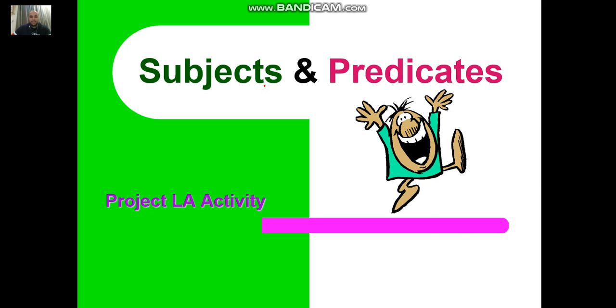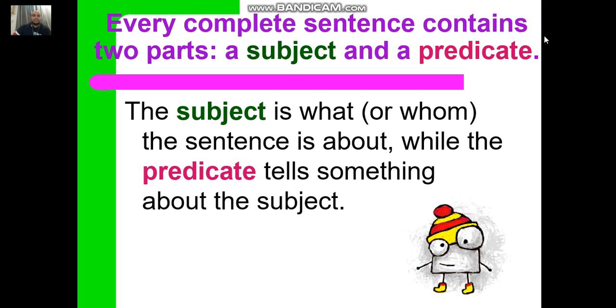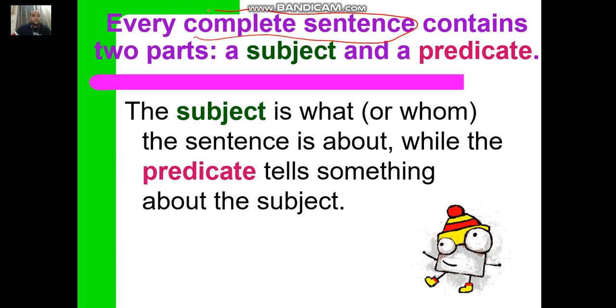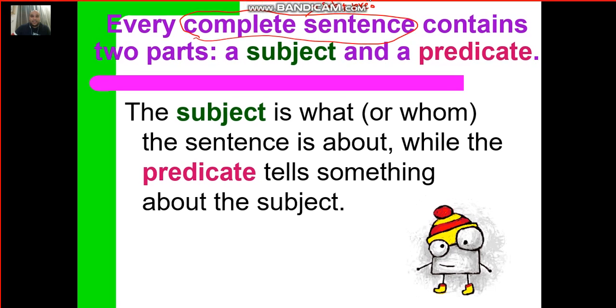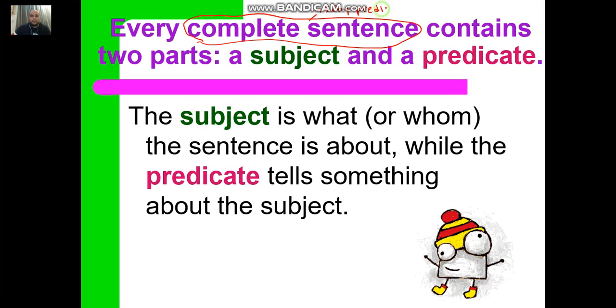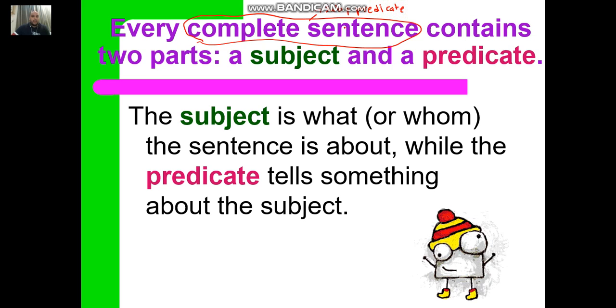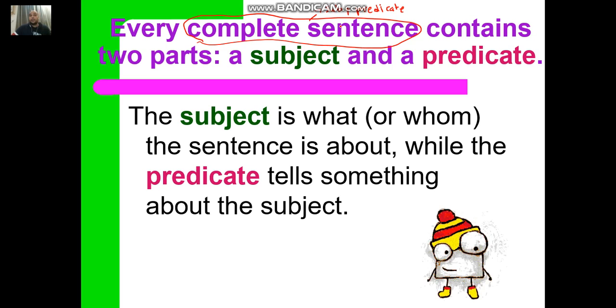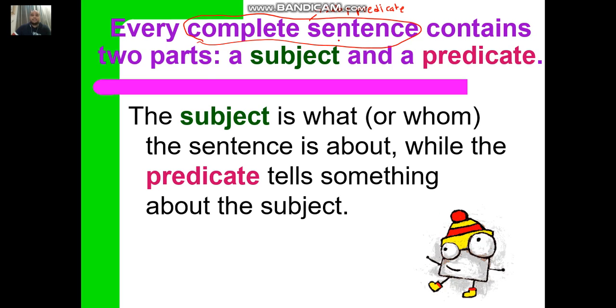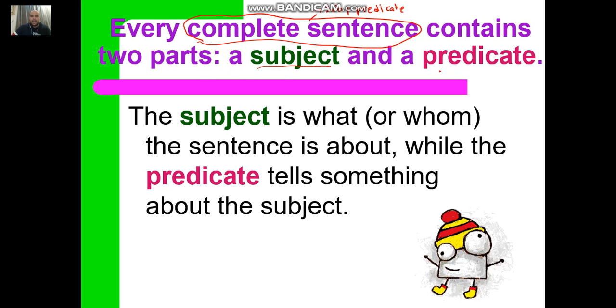So let's start, please. Every complete sentence contains two parts, a subject and a predicate. When we say complete sentence, it's because we're going to study fragments too. A complete sentence has to contain a subject plus a predicate. Clear? However, a fragment is not a correct sentence. It either lacks a subject or a predicate. So here we are dealing with complete sentences.